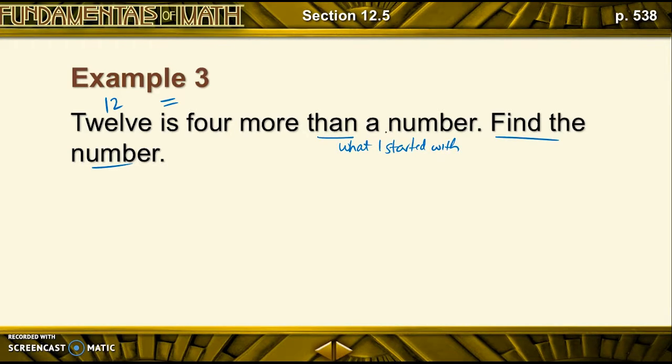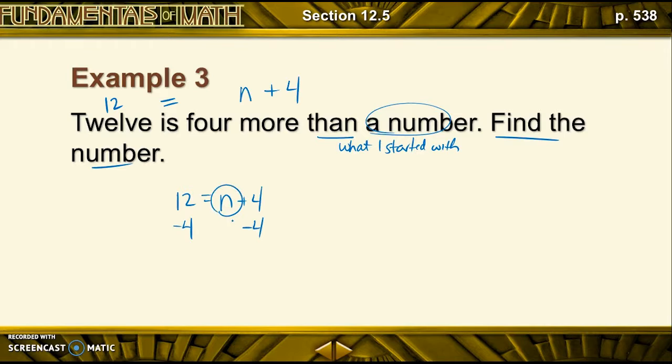And what did I start with? I started with a number. So that means it's a number plus 4. So my equation is 12 equals n plus 4. Now I have n plus 4, so I need to think inverse operation. I'm adding something to my n, so I need to subtract 4.